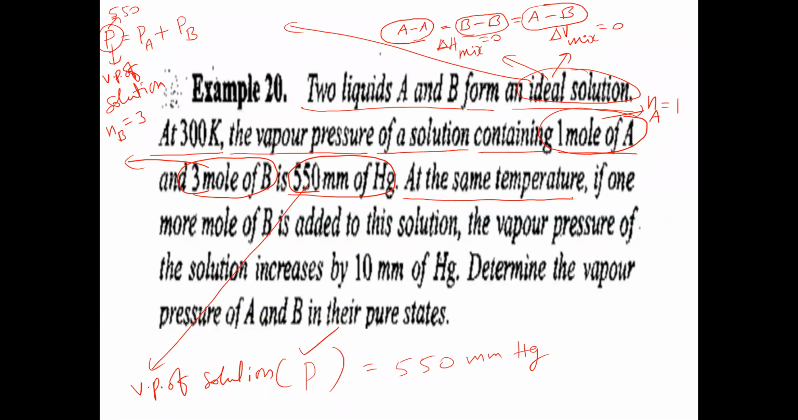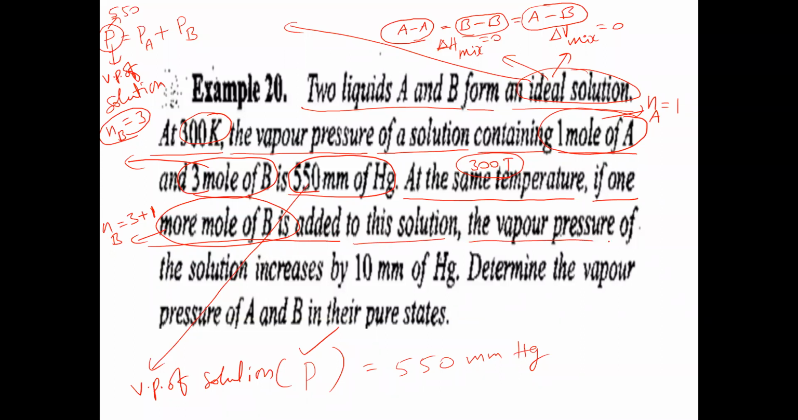At the same temperature, that is at 300 Kelvin again, we kept the temperature constant. Initially we took 300 Kelvin, and finally also 300 Kelvin only. So the temperature is kept constant. At the same temperature, if 1 more mole of B is added, the number of moles of B, which was already 3, plus 1 mole is added.